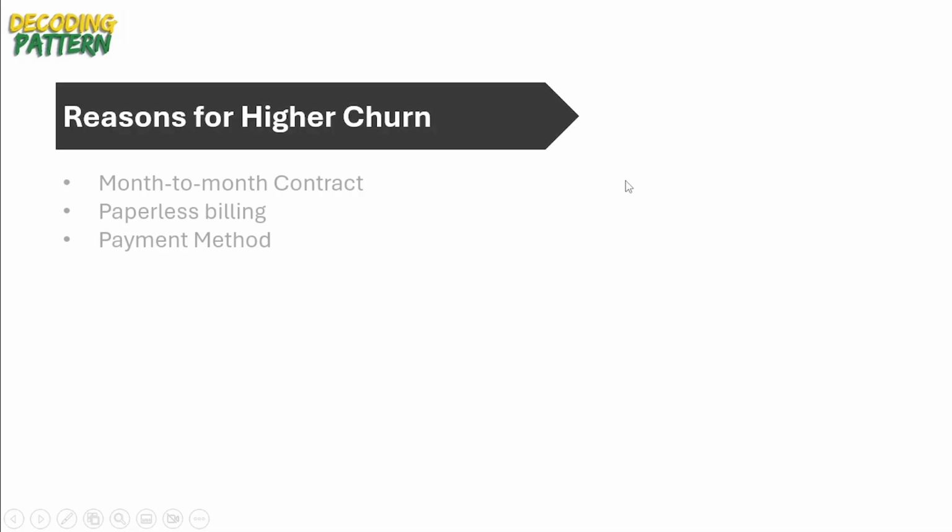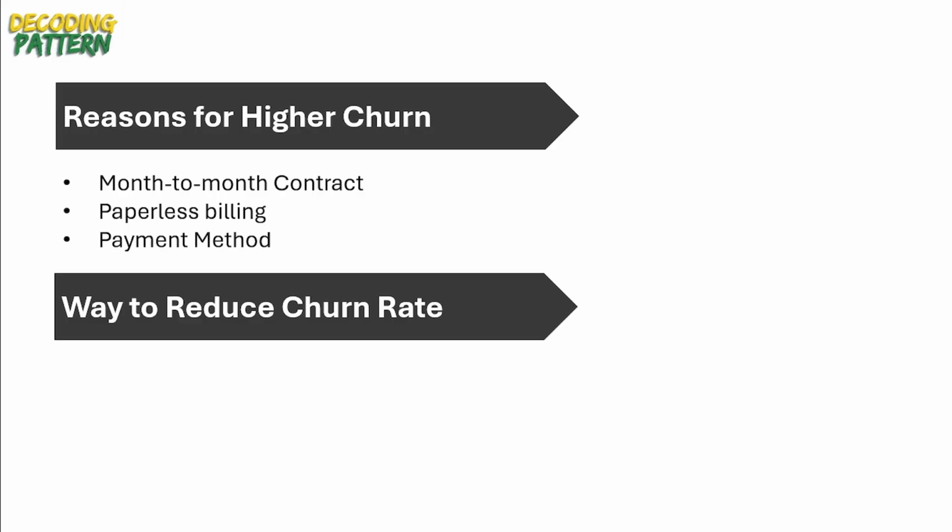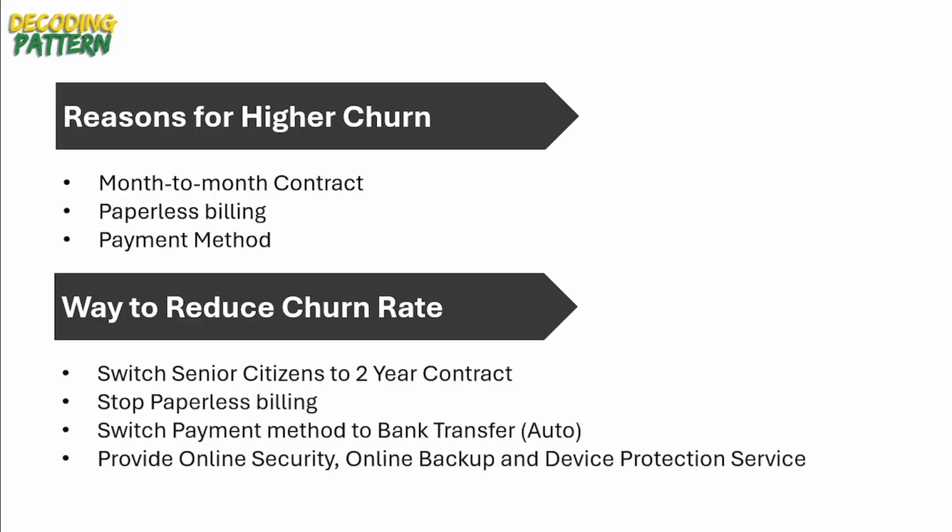So the reasons for the higher churn are the month-to-month contract, paperless billing, and payment method. And how can we reduce the churn rate? If we can switch senior citizens to a 2-year contract, then we can reduce their churn rate. We need to stop the paperless billing also, and we need to switch the payment method from electronic check to bank transfer automatic. And if we can provide the online security, online backup, and device protection services to our senior citizens, then we can significantly reduce our churn rate, because those are really very good services, as indicated by the churn rate metrics.